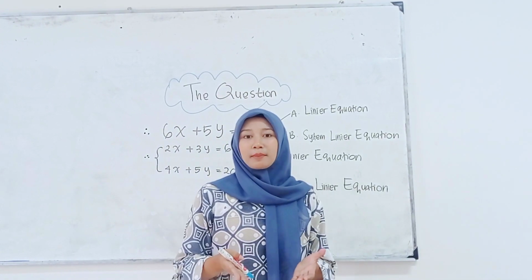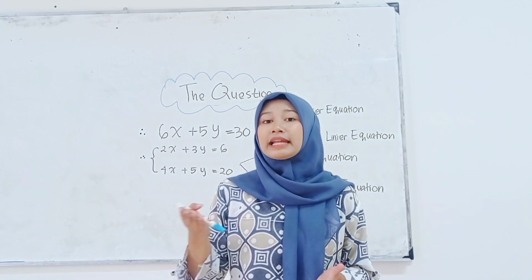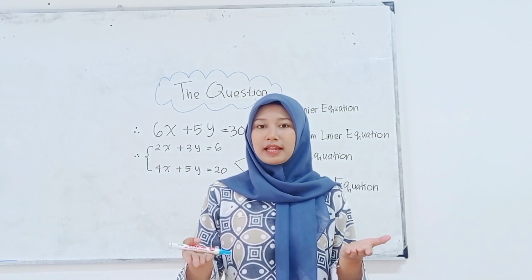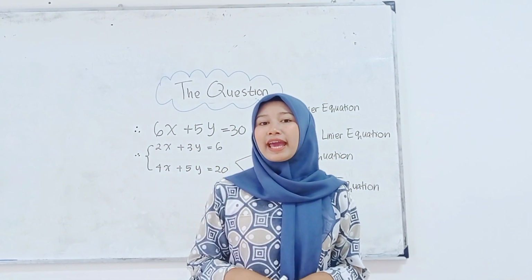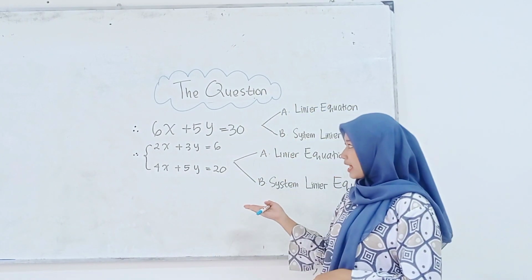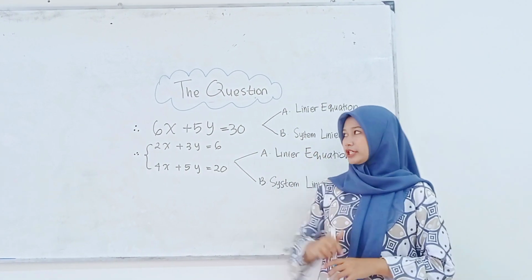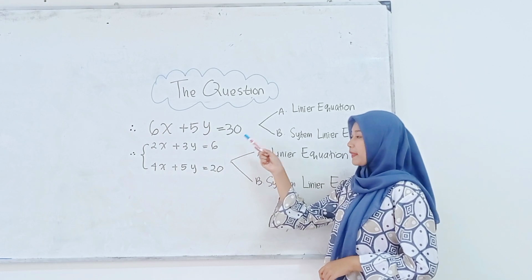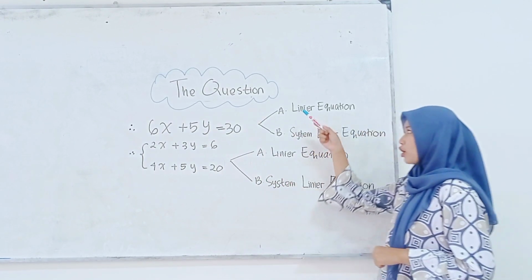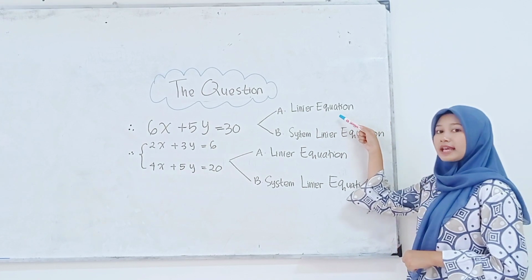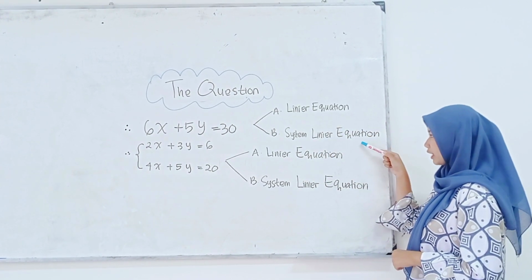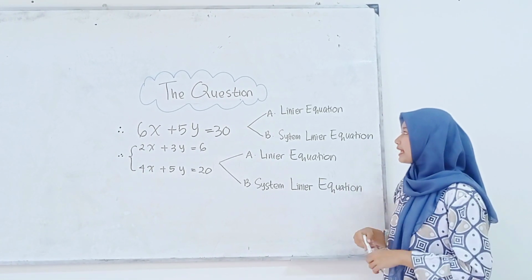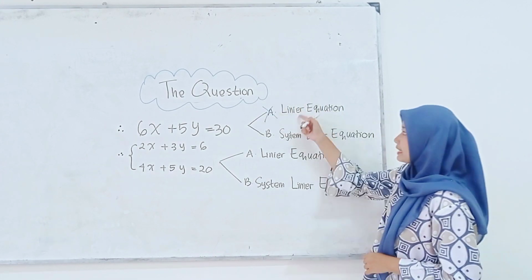Okay, after we learn about the difference between linear equation in two variables and system of linear equation in two variables, I have some questions for you. Please pay attention to the whiteboard. I have two questions for you. The first question is 6x plus 5y equals 13. I have two options for you. The first option is linear equation and the second option is system of linear equation. What is the answer, guys? Okay, that's right. The answer is A, linear equation.